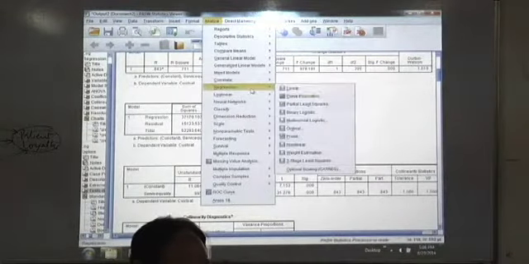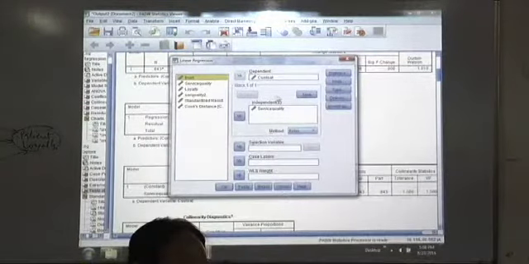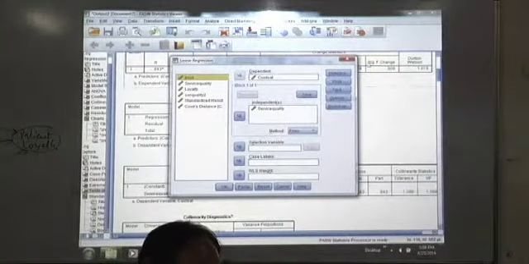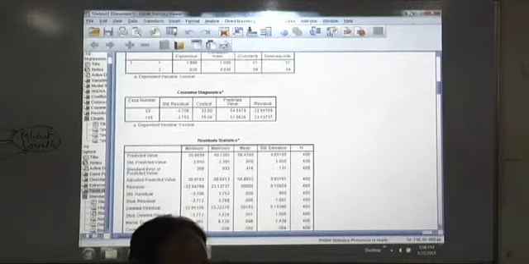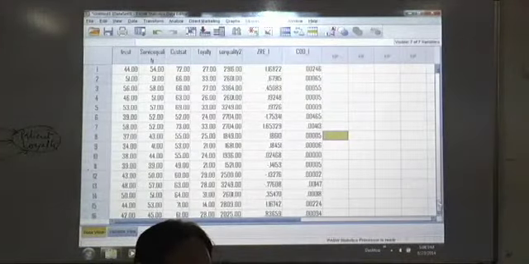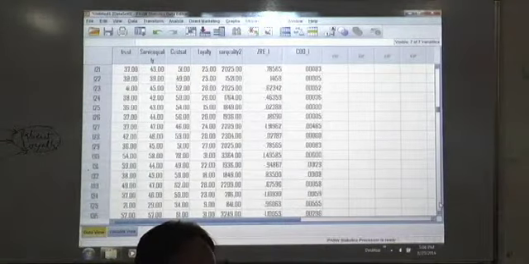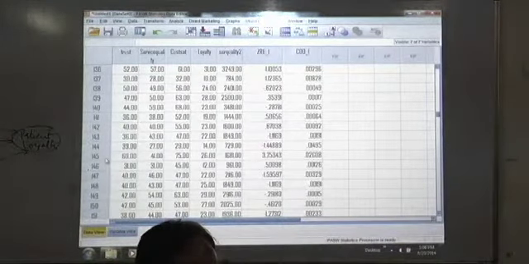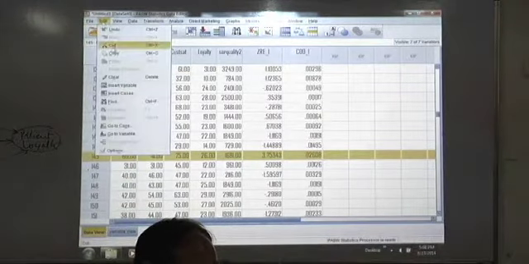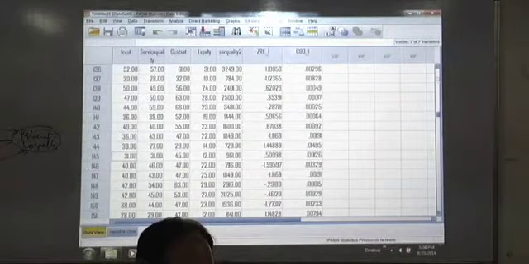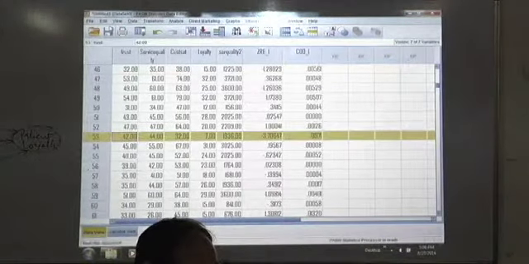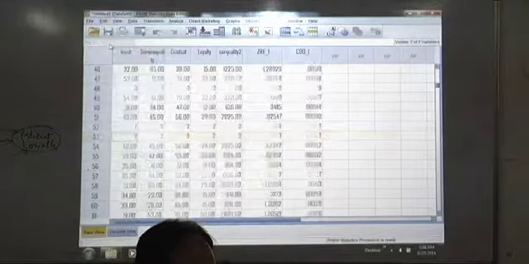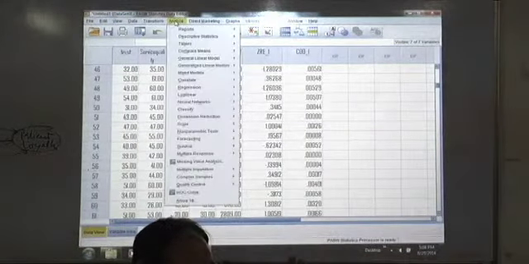Analyze, Regression, Linear, and we need to go to the inputs. And remember these two. What are those? 53 and 145. So first we will remove 145, otherwise the numbers will change. And then 53. All right. Let's see now.